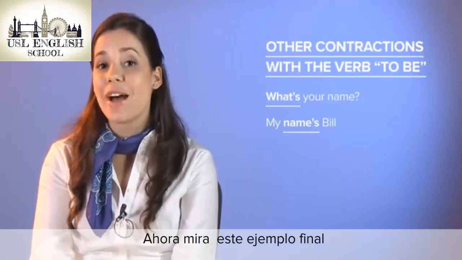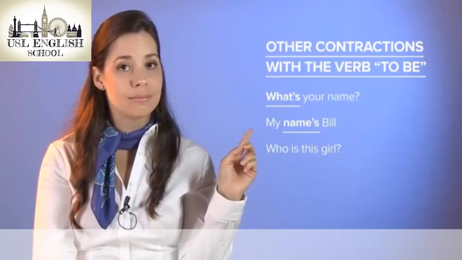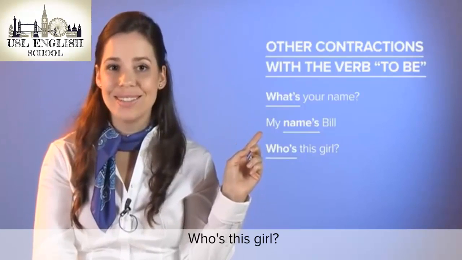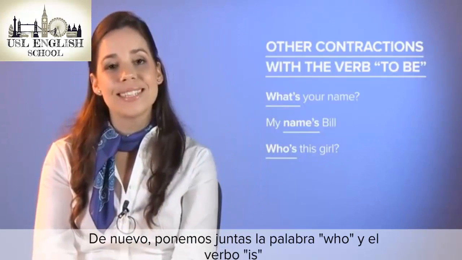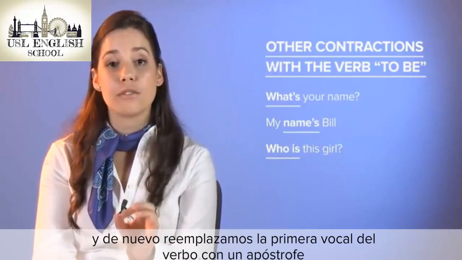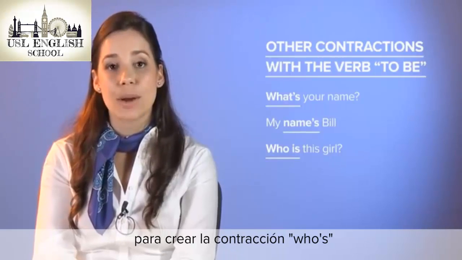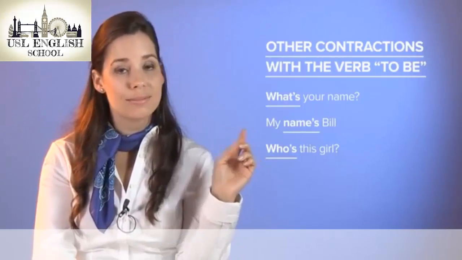Look at this final example. Who is this girl? Who's this girl? Again, we put together the word who and the verb is and replace the first vowel of the verb with an apostrophe to create the contraction who's.